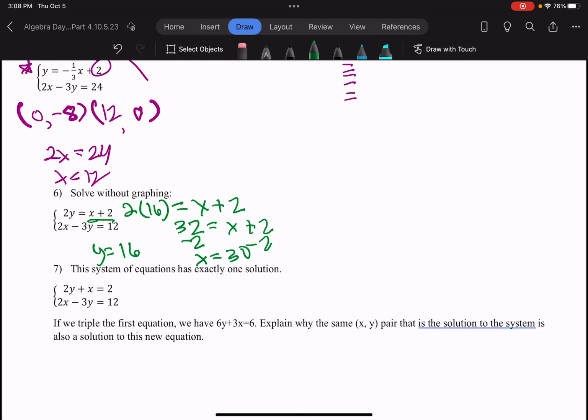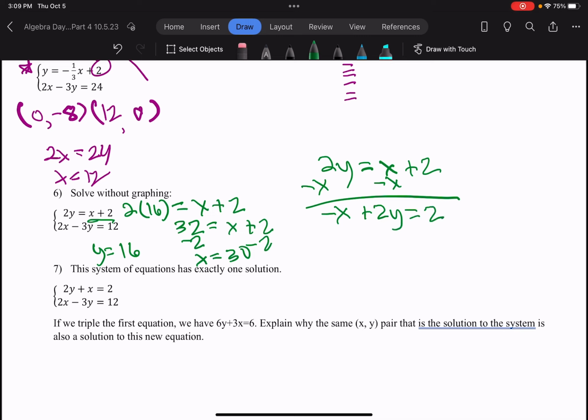Okay? The other way that we can do this is through elimination. So I have 2y equals x plus 2. And in order to do elimination, I need my x to be on the other side. So I'm going to subtract x from both sides. And then I'm going to rewrite this as negative x plus 2y equals 2. Then I can write underneath 2x minus 3y equals 12.